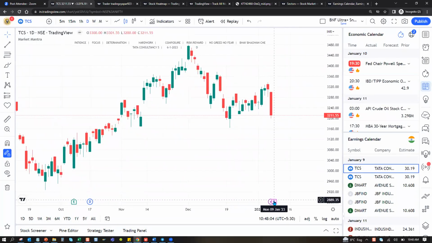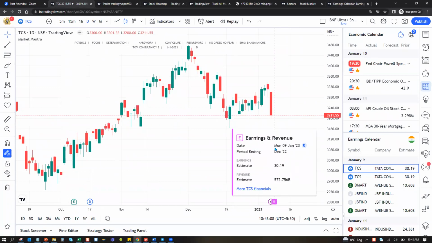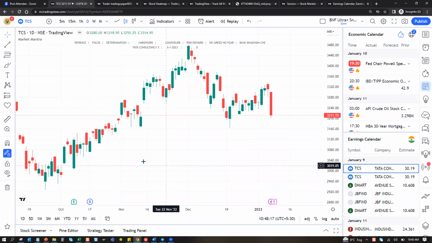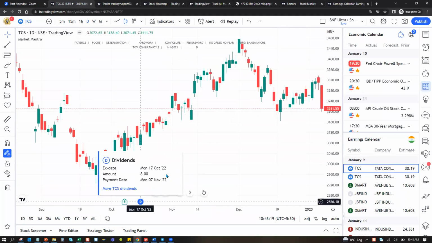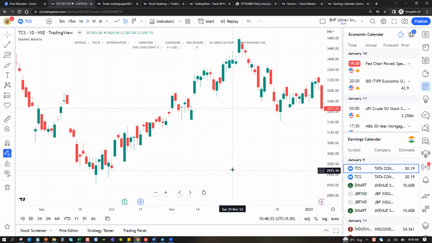Okay, here you can see at the bottom in the E icon. Here you will see the revenue estimates given by TradingView's algo, whatever they have. And in the past, how much dividend was given on a particular date? This was the dividend. The ex-dividend date is 17th October, and the payment made to our bank accounts was on 7th November.